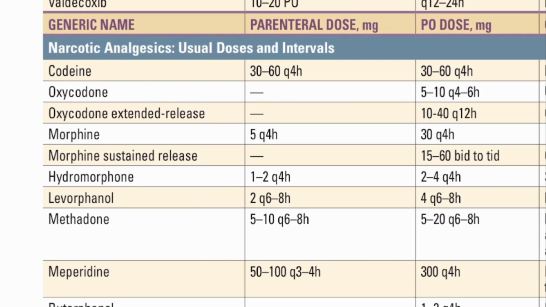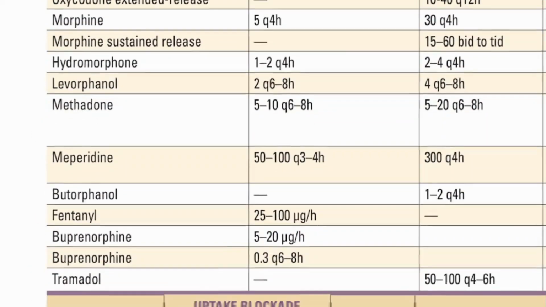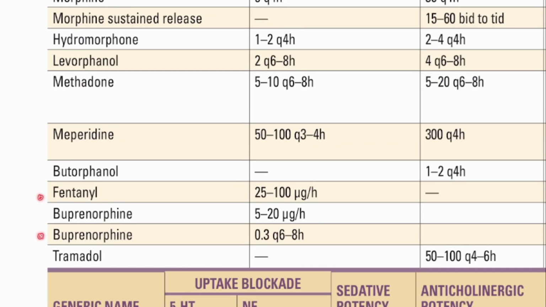Then these are the opioids: codeine, oxycodone, morphine, methadone, meperidine, butorphanol, and buprenorphine. Fentanyl also, tramadol, very commonly used in OPDs. So these are the opioids which can be used in pain.